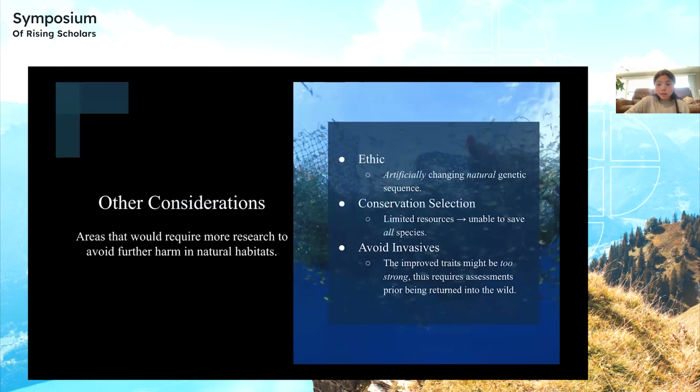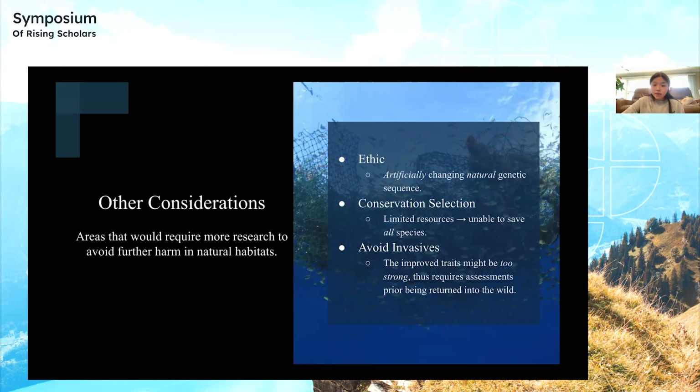And furthermore, some other considerations that are necessary to avoid further harm in the natural habitat is, first of all, the ethical implications of it, because assisted evolution overall is just artificially changing the natural genetics of a natural species, which obviously raises controversies. But in my opinion, all the issues that are harming the corals are not natural. A lot of them have a human factor that plays into it. So this is already an artificially exacerbated issue that nature cannot take on its own. So there will definitely require a human intervention.